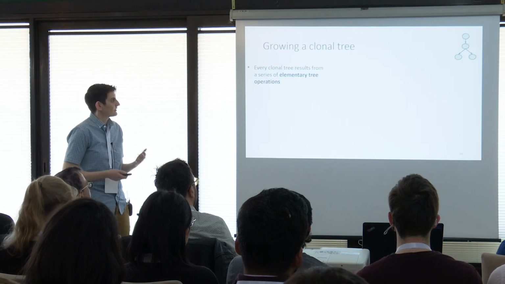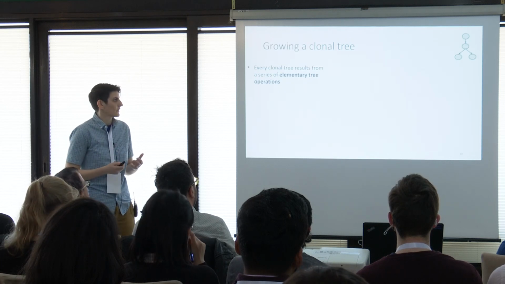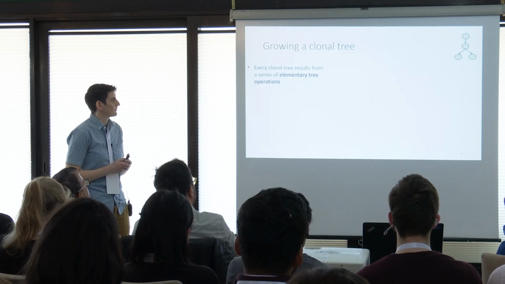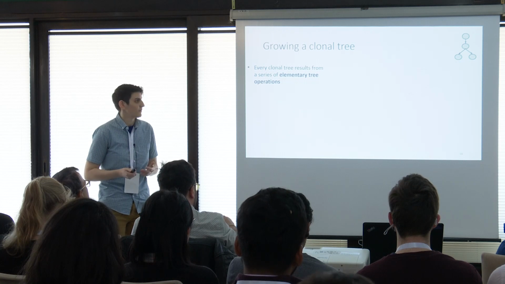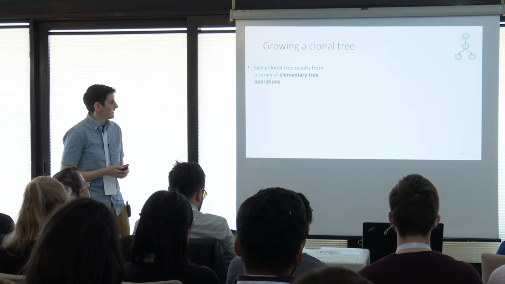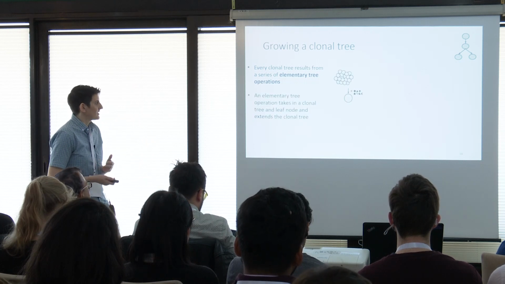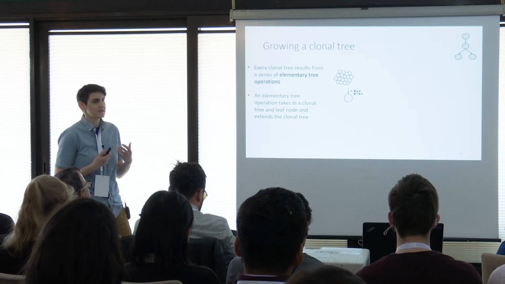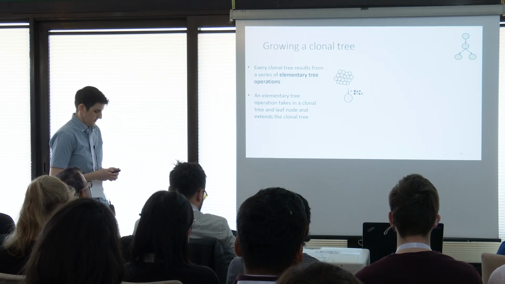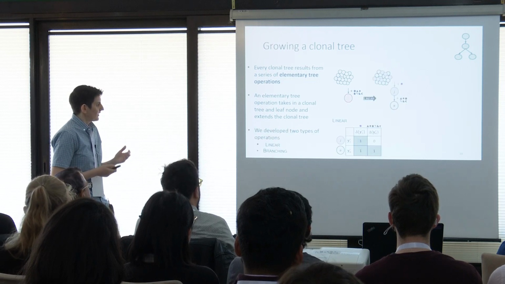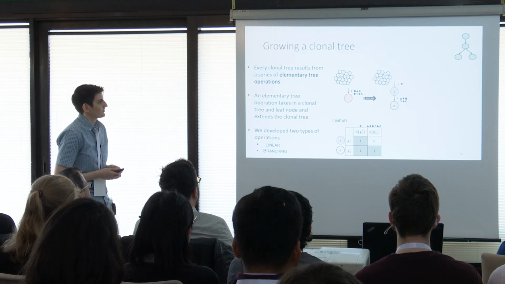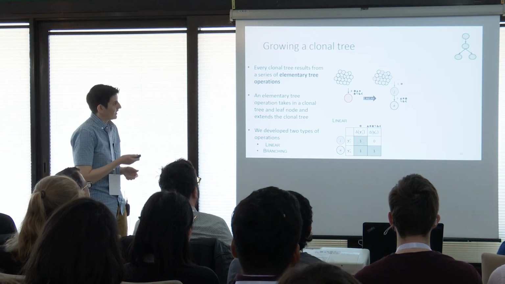So what exactly do I mean when I'm talking about growing a clonal tree? Our viewpoint is that every clonal tree results from a series of elementary tree operations. Each elementary tree operation takes in a clonal tree and a leaf node of this tree and extends or grows the clonal tree. In our work, we defined 2 types of operations, a linear and a branching operation. So let me describe how we would get this.